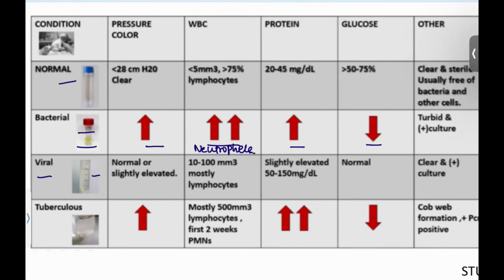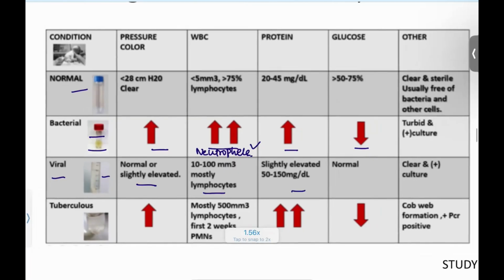So there is no turbid color, pressure is normal or not raised, and mostly lymphocytes are seen because neutrophils are very specific to the bacteria only. And when you see the protein or the glucose, they are mostly normal only. That's why when we say viral meningitis, it is an aseptic meningitis.